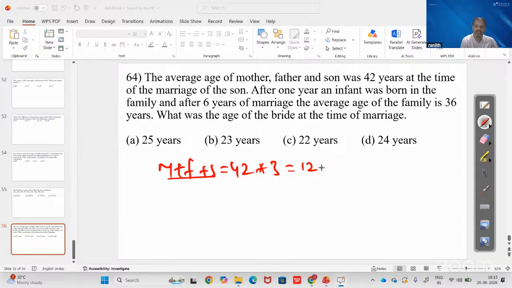42 into 3 equals 126 years. At the marriage of the son, after 1 year, a child was born in the family. After 6 years of the marriage, the average age of the family is 36 years. So at the time of the marriage of the son, it is 42.